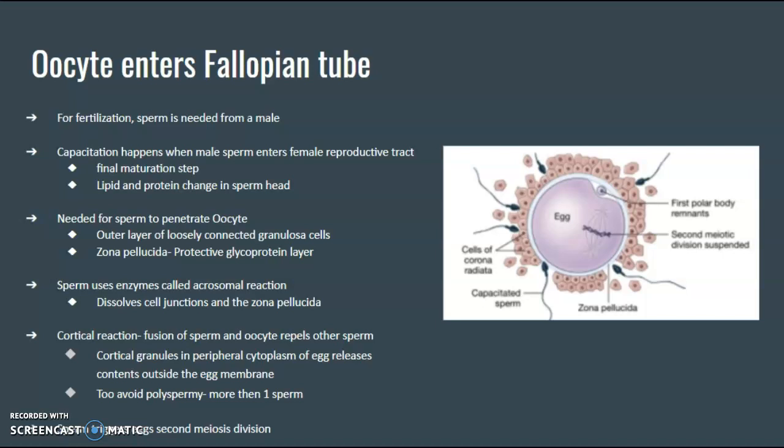Sperm will use enzymes for the acrosomal reaction to dissolve oocyte cell junctions and the zona pellucida. Once the cortical reaction of the sperm and egg joining is complete, the egg granules in the peripheral cytoplasm will release contents to avoid any other sperm joining the oocyte. At this time, a second meiosis division will occur.